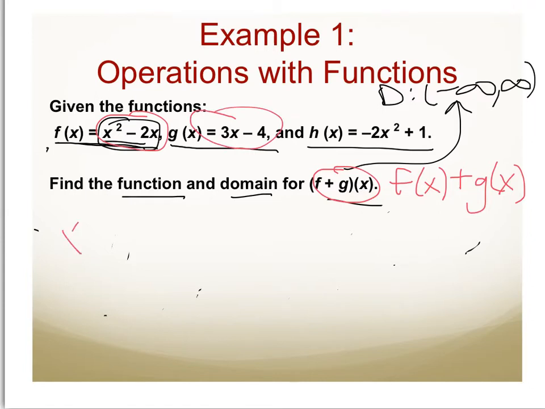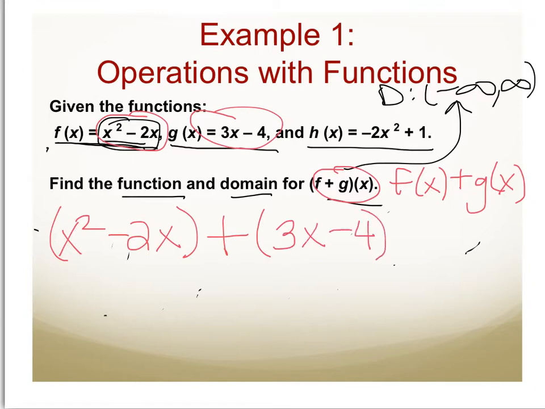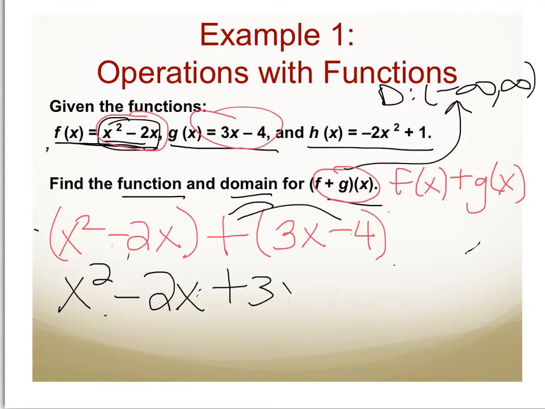So f of x was x squared minus 2x, and I'm going to add that to the function g of x, which was 3x minus 4. Really, I don't need the parentheses here with addition because it doesn't make sense for me to distribute a positive sign there. So I'm just going to drop the parentheses and say x squared minus 2x. This is going to be a plus 3x, and if I add a negative 4, I'm still going to have a minus 4 down there.